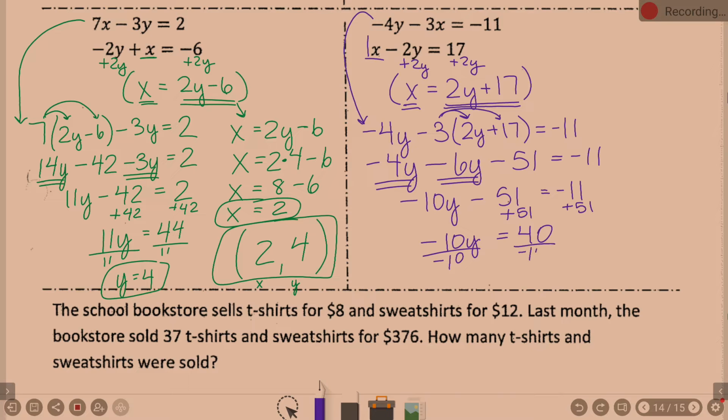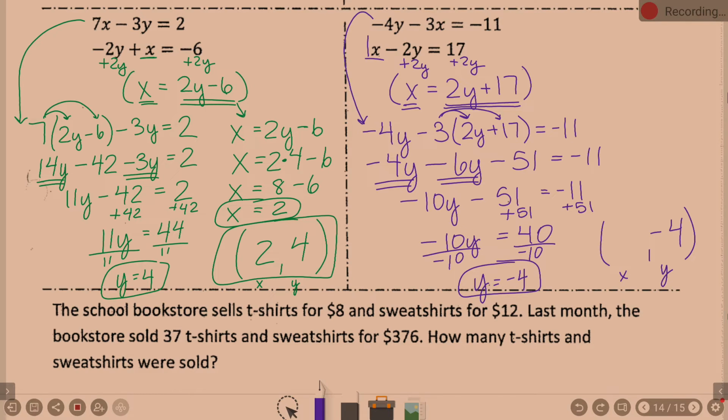Divide by negative 10. And y is negative 4. What do I know about my answer right now? It's my y value, so y equals negative 4.